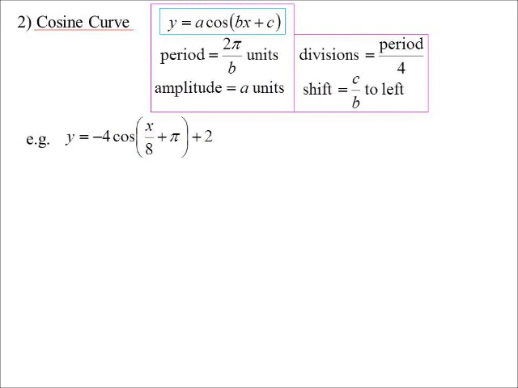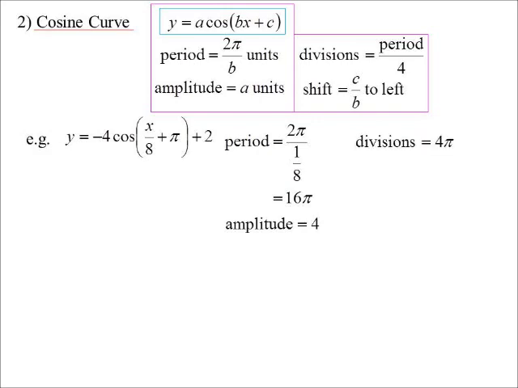So let's draw, oh, look at this one, minus 4 cosine x on 8 plus pi, all of that plus 2. All right, period. Period's going to be 16 pi. Amplitude's going to be 4. I'll mark off my divisions every 4 pi for this one. And we are shifted 8 pi to the left, but also 2 up. But also on top of that, it's upside down because we've got negative 4, not positive 4. So we've got a whole heap happening with this one.